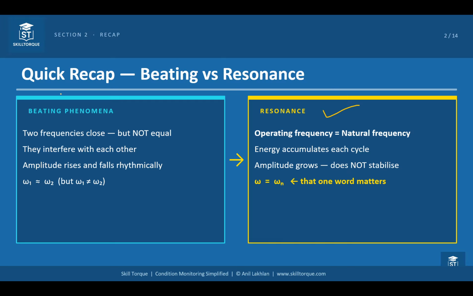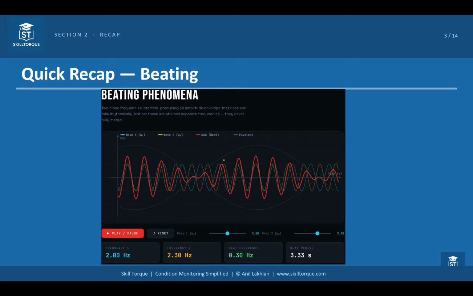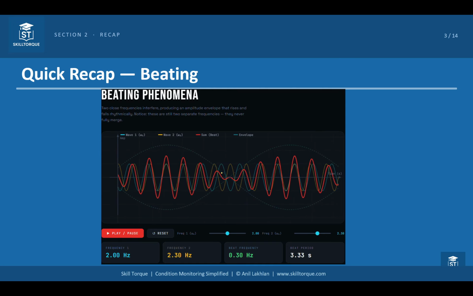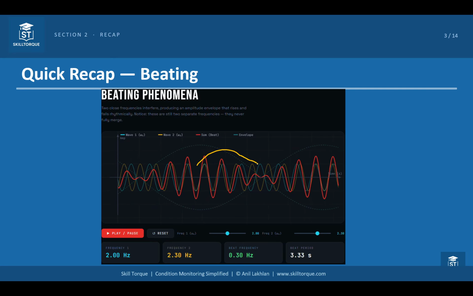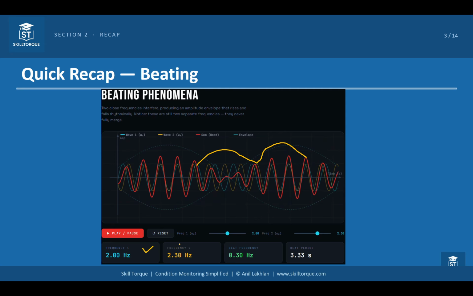Before we dive in, let me quickly connect this to what we covered last time. Last time we discussed the beating phenomena. What is beating? That's when two vibration frequencies are very close to each other, they interfere, they add or they subtract, and we get a rhythmic envelope, with the amplitude going up, coming down and going up again. In beating, the two frequencies are close, but they are still two separate frequencies, right? The machine's operating frequency is near its natural frequency but not quite at it.